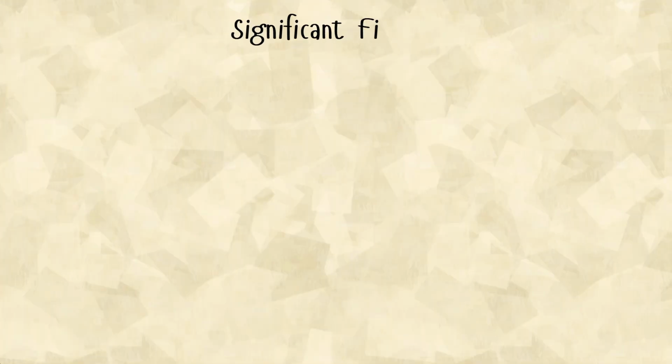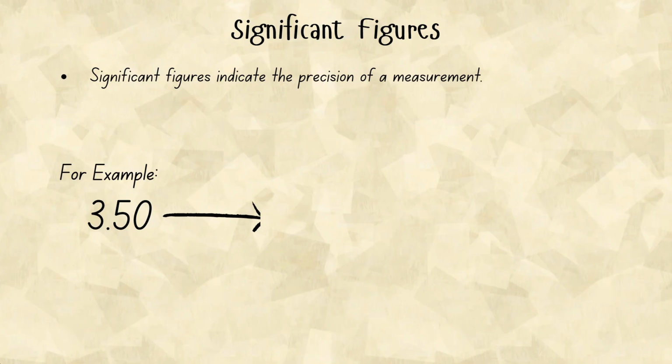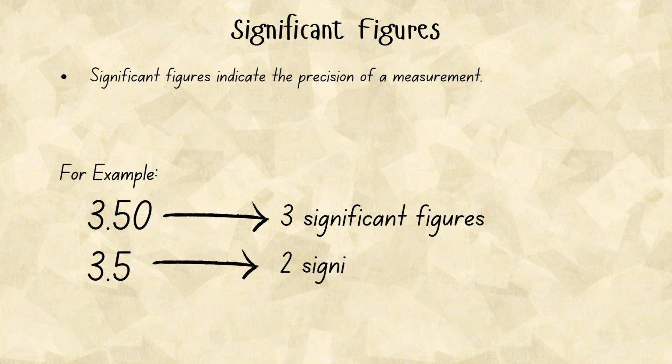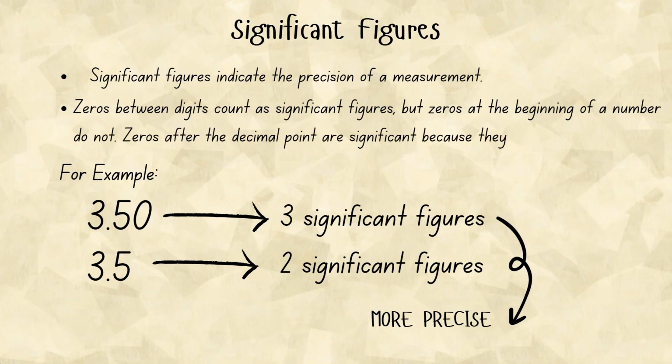Significant figures. Significant figures indicate the precision of a measurement. For example, the number 3.50 has three significant figures, showing a higher level of precision than 3.5, which has two. Zeros between digits count as significant figures, but zeros at the beginning of a number do not. Zeros after the decimal point are significant because they show precision.